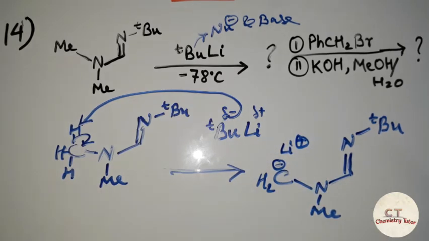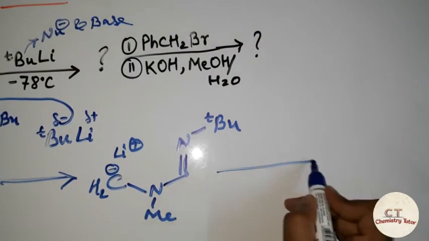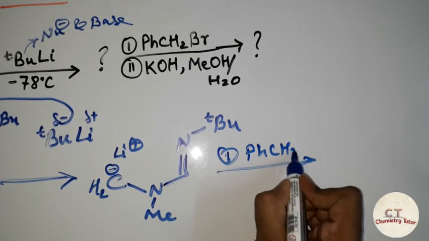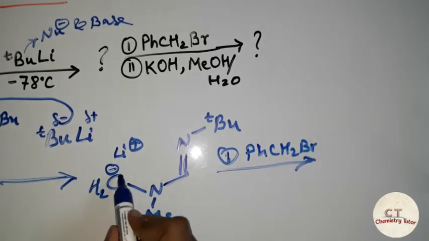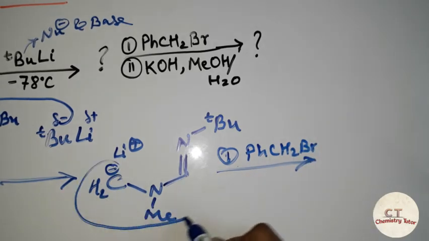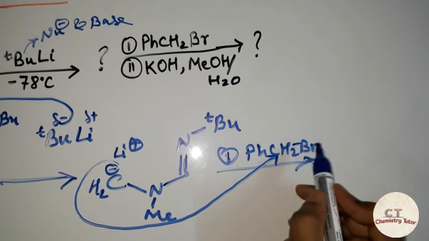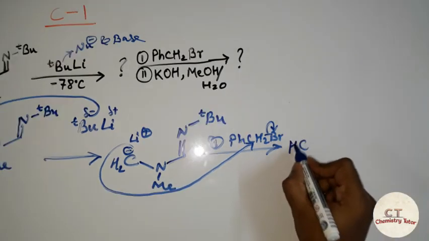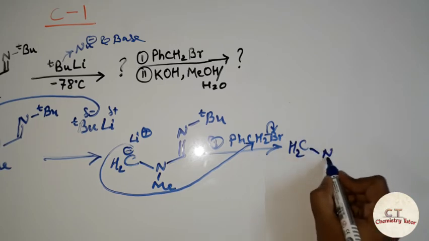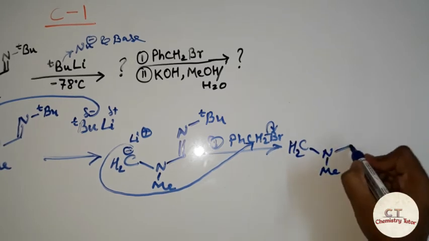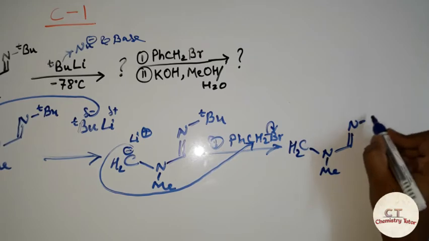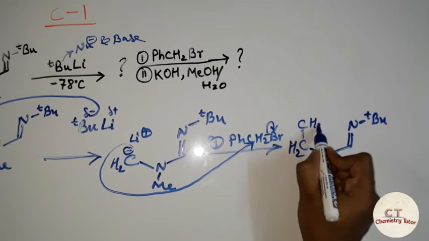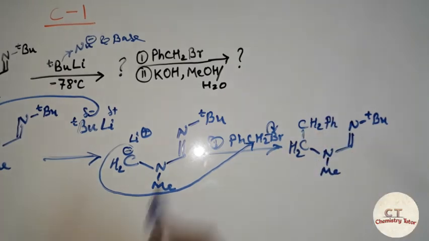And then in the next step, number 1, phenyl CH2 Br is given. So this negative charge is going to attack at this carbon, and since bromine is a good leaving group, it will leave and it will give us CH2 nitrogen methyl double bond and tertiary butyl, and addition of this group CH2Ph. Okay, in the first step.